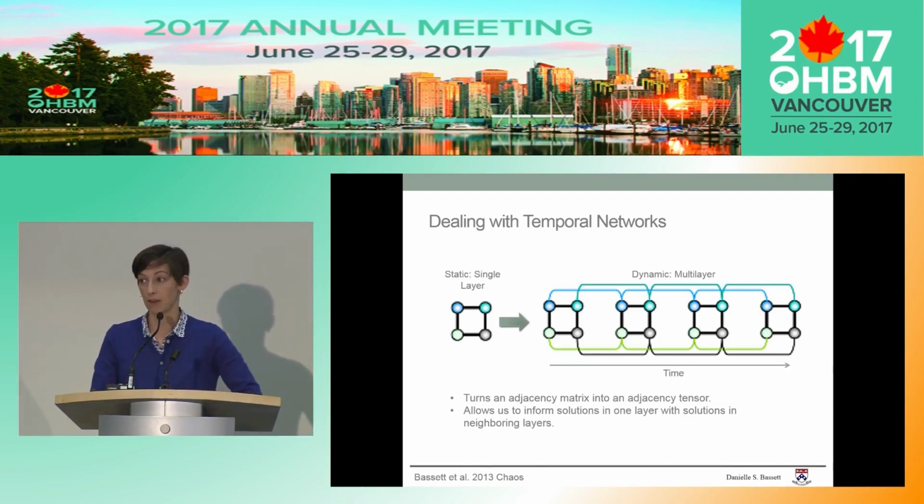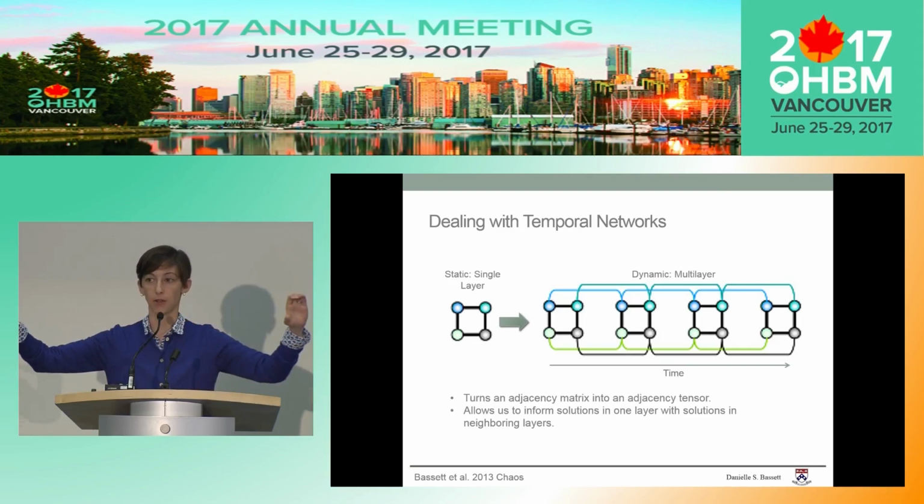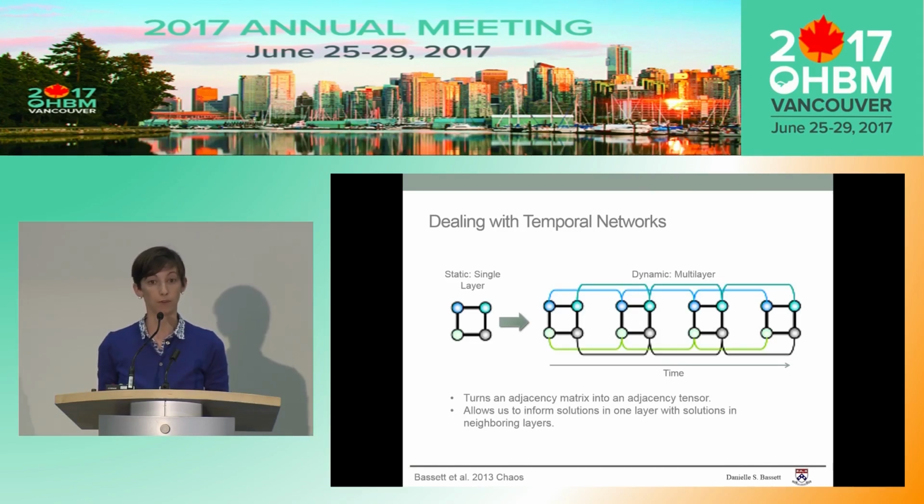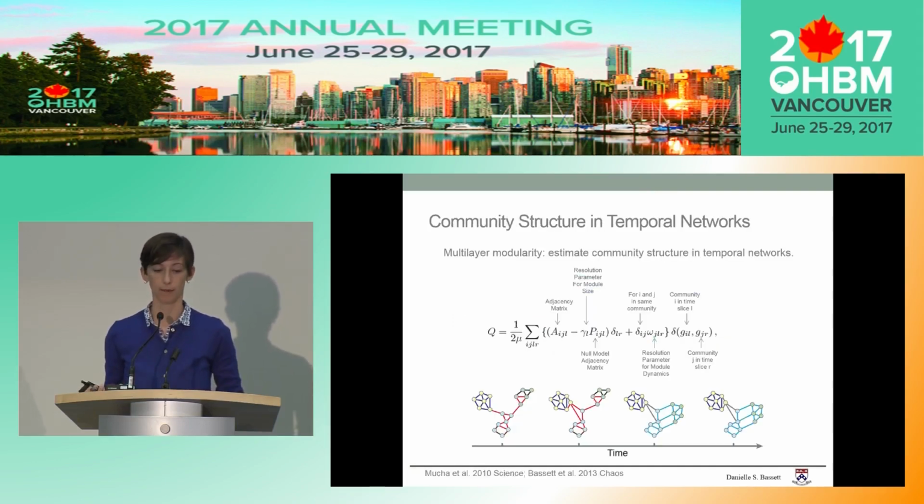It turns your adjacency matrix into a 3-dimensional object, so it's an adjacency tensor now, and it allows us to inform solutions in one layer with information from neighboring layers. What's nice about that, from a statistical perspective, is that even though each of your windows may be quite noisy, by linking them up together, you have the opportunity to capitalize on that information to better inform your solutions in a single layer. So it's a way of denoising in some sense, and can enhance your statistical power to observe changes over time.